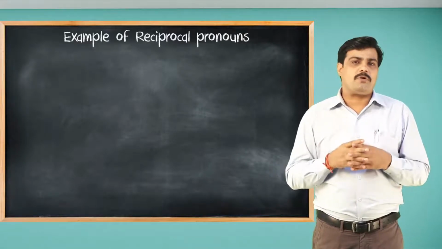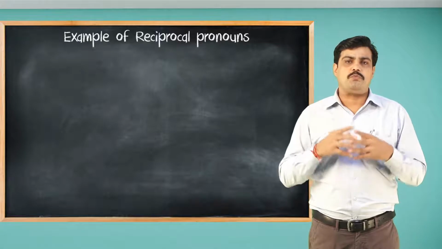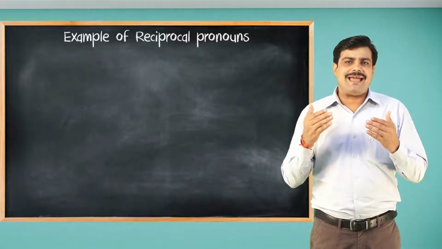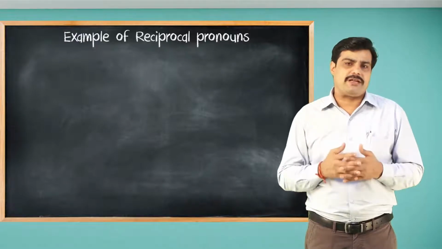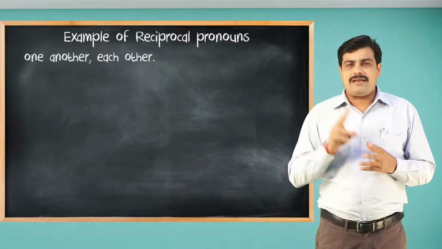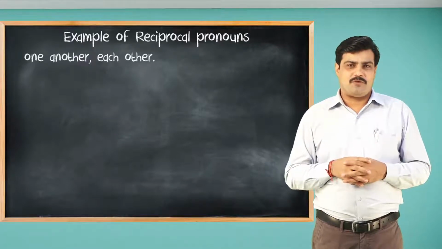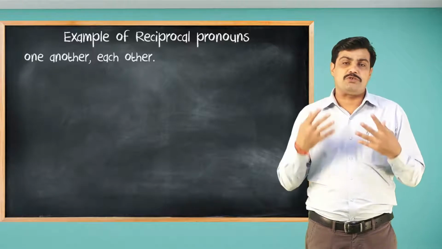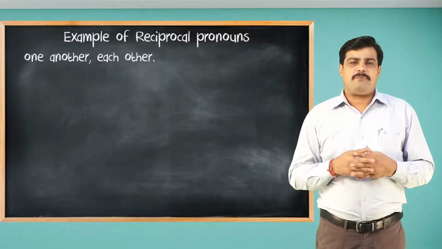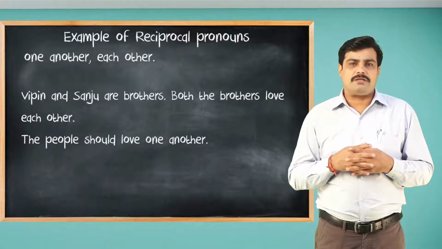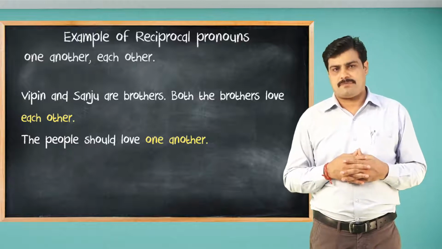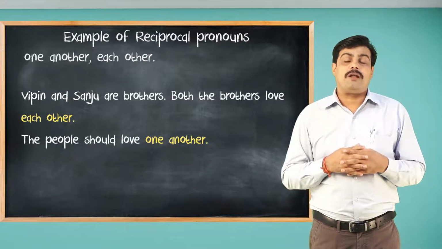Now, reciprocal pronouns are used to point out mutual relationship and the action reciprocates. These are only two: one another and each other. One another is used for more than two and each other is used for two. For example, Vipin and Sanju are brothers. Both the brothers love each other. The people should love one another.